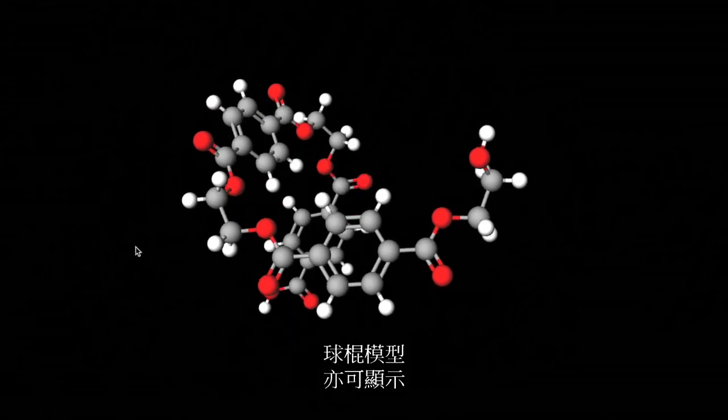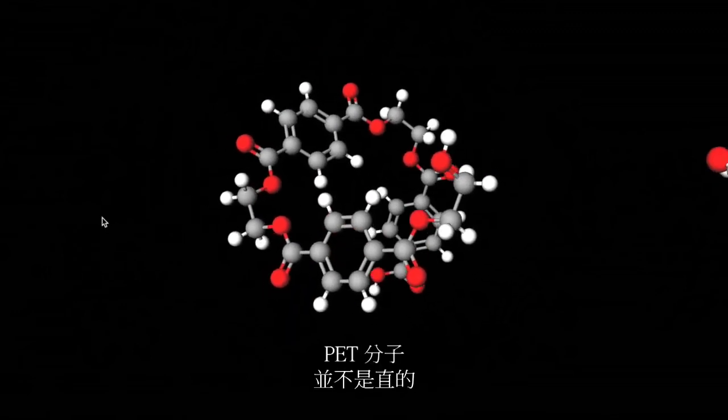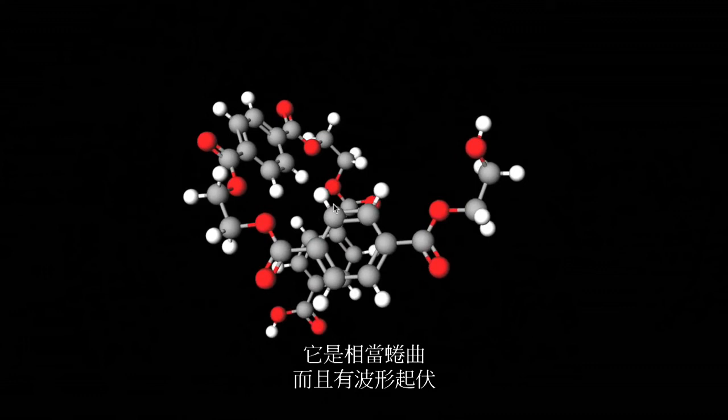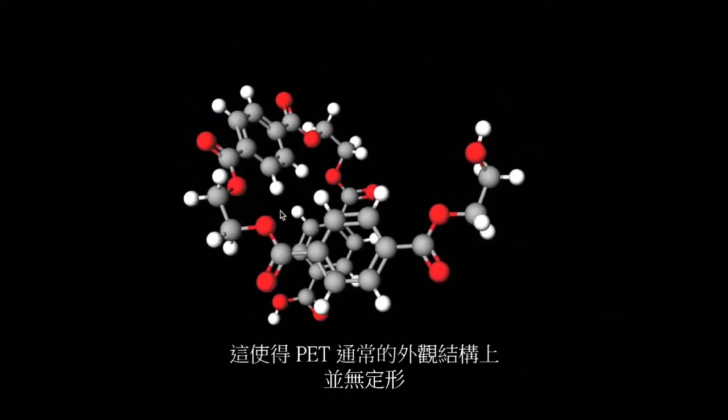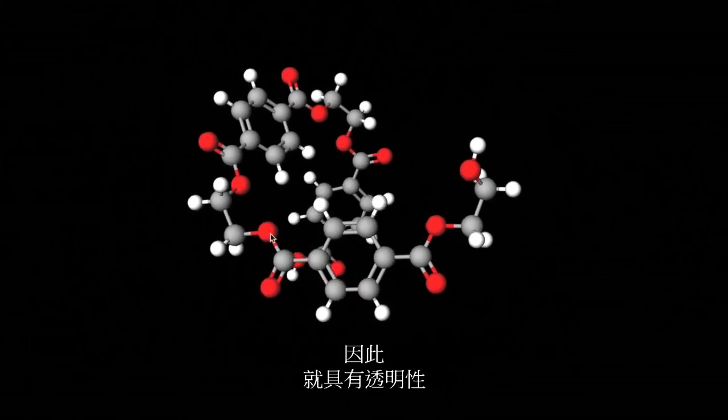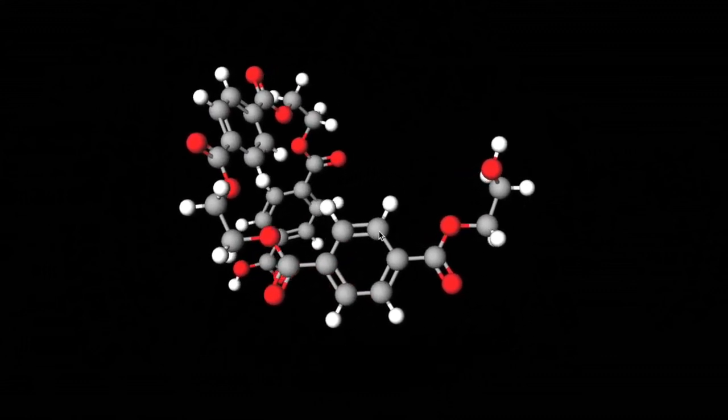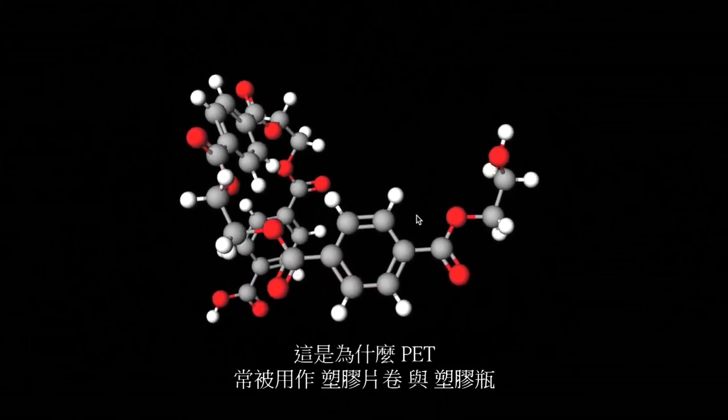The ball and stick models also illustrate that the PET molecules aren't straight, they are quite curly and wavy. This makes PET usually amorphous in structure, and consequently clear. This is why PET is often used in plastic films and plastic bottles.